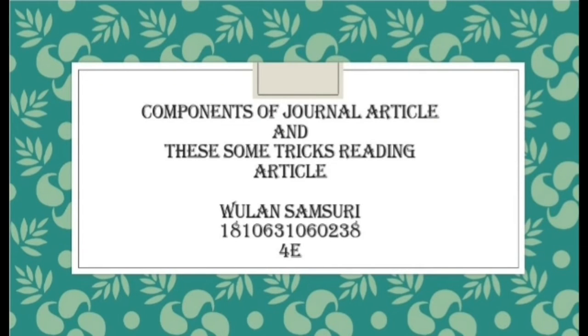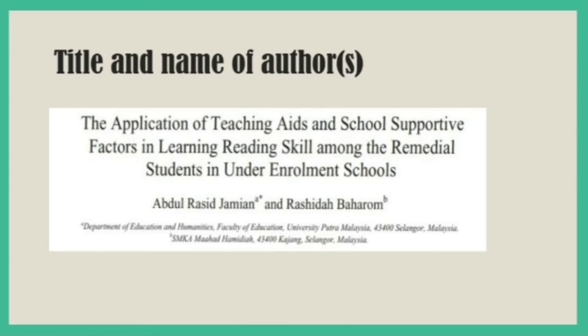Components of a journal article and some tricks for reading articles. Title: a simple summary of the main idea of the paper. It should identify the main topic, the variables or theoretical issue under investigation, and the relationship between them.